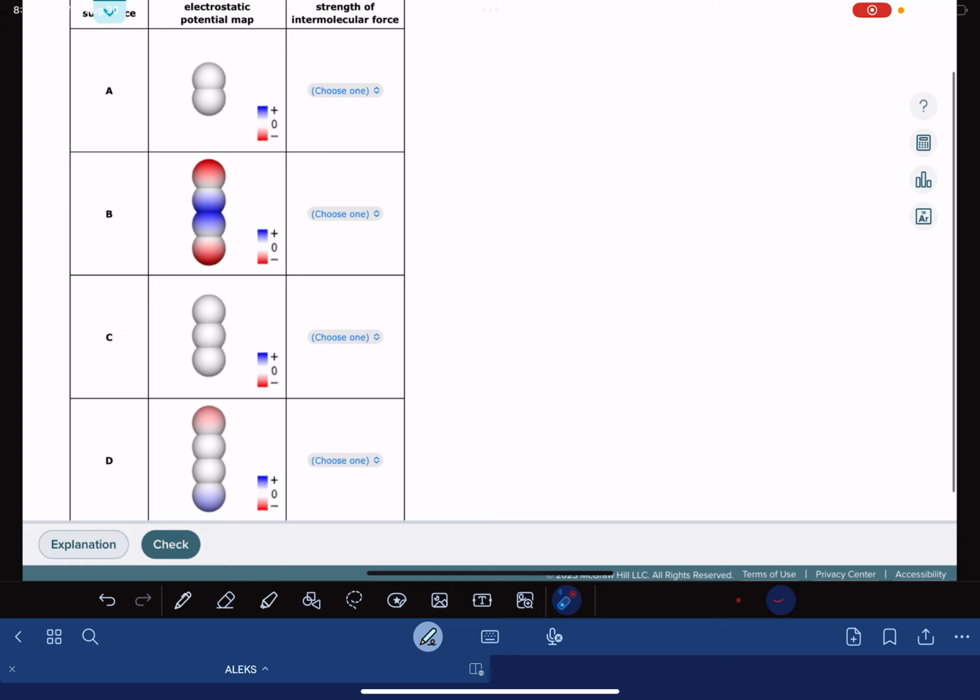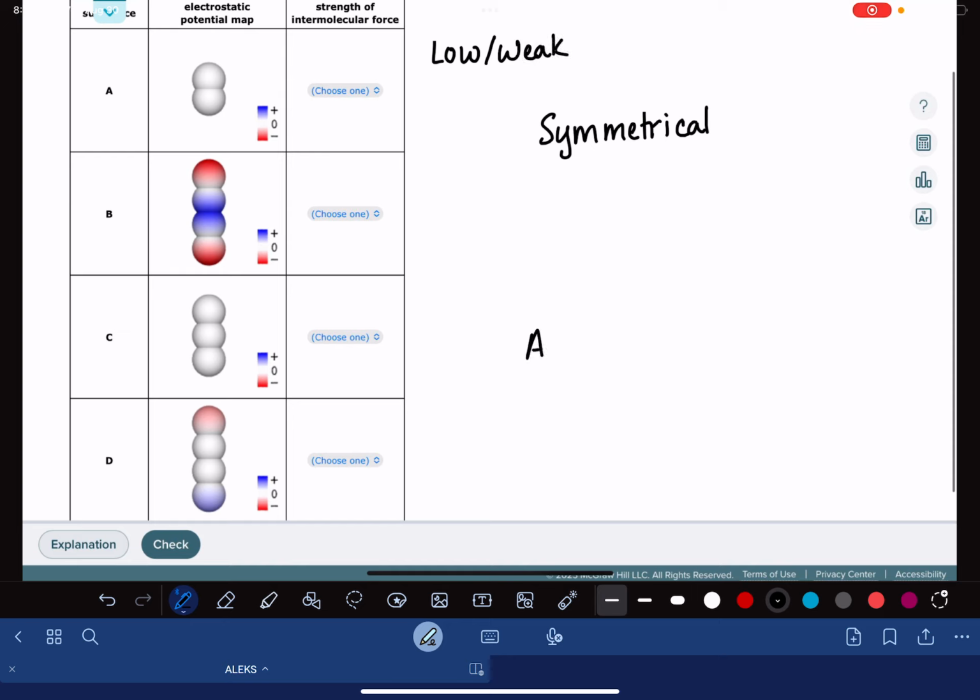But the very first thing that we're going to take into consideration is symmetry. Molecules that are symmetrical have low or weak intermolecular forces, and molecules that are asymmetrical, that do not have symmetry, are the ones that are going to have the higher or stronger intermolecular forces.